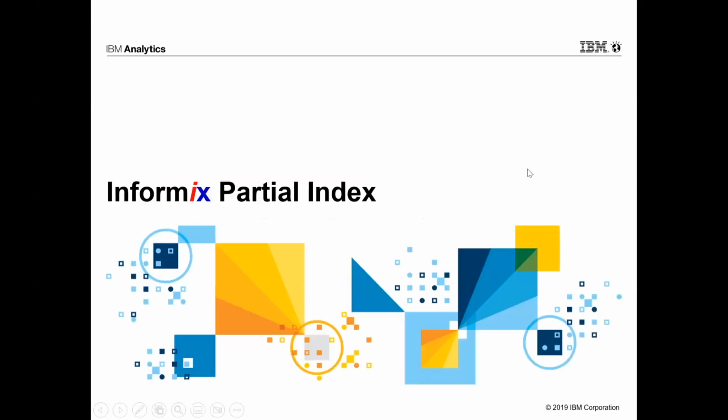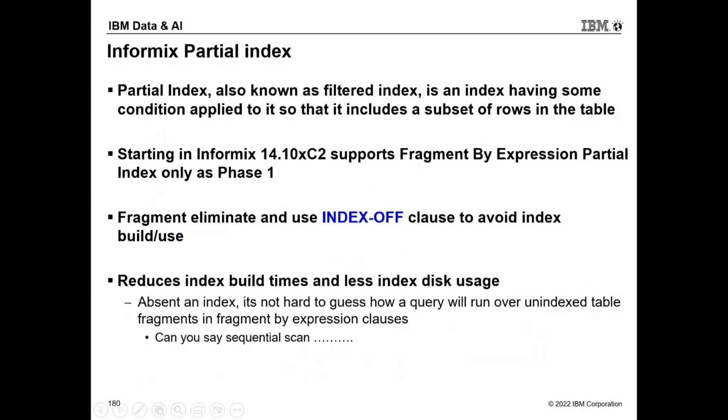Partial indexes, also known as a filter index, is an index having some condition applied to it so that it includes a subset of rows in the table. Started in XC2, we support fragment by expression partial index. Fragments are eliminated and use index off clauses to avoid index build and use. This reduces index build times and uses less disk for the index.